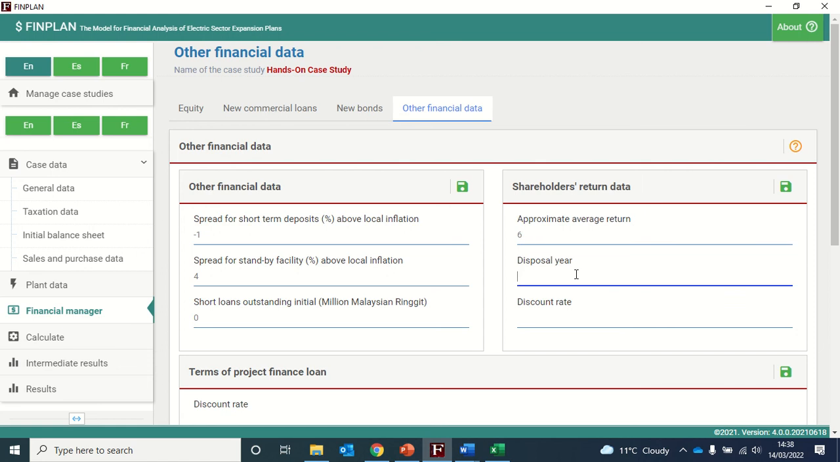The disposal year determines the time period for analyzing the return to the shareholders and the year when all remaining equity will be repaid. So here we will enter 2046, which is the last year the project is still in operation. And to calculate the net present value, a discount rate is required. So we will put down 4% for this case study. And now we will save our data that we have put in this box.